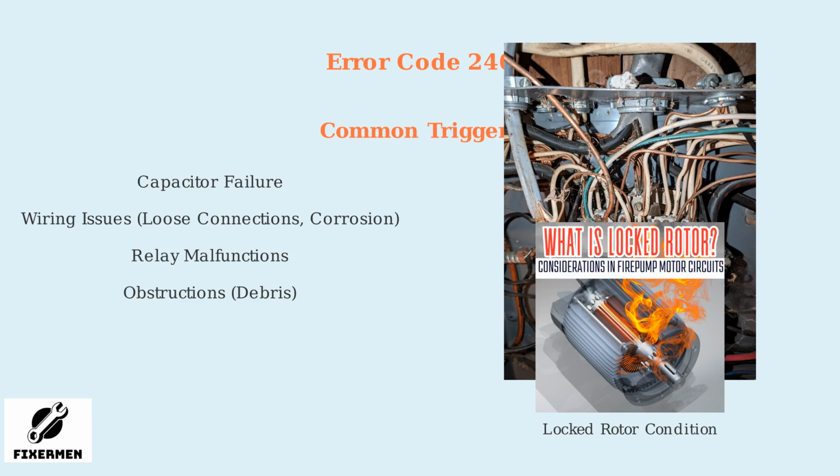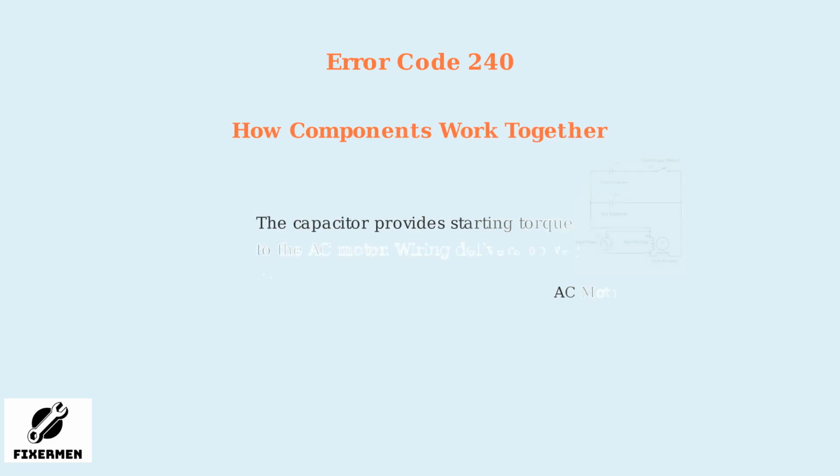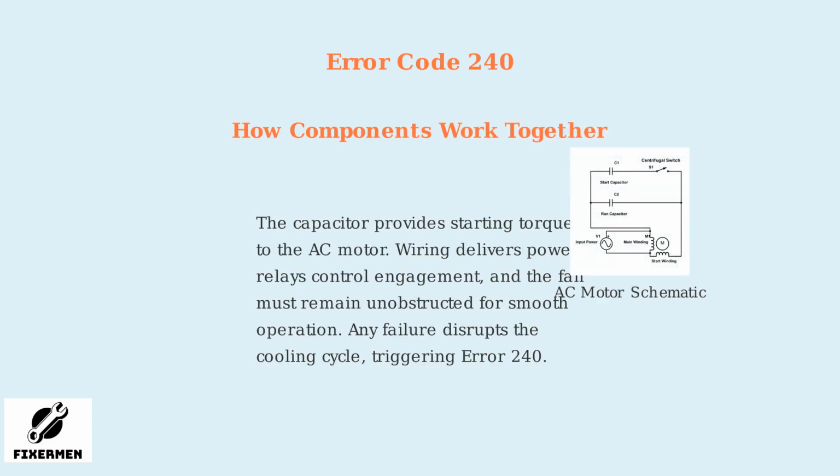These components work in harmony. The capacitor assists the motor's startup, wiring ensures reliable power delivery, relays manage electrical switching, and an unobstructed fan allows proper airflow. When any component fails, the motor cannot function correctly, leading to Error 240 and potential system shutdown.